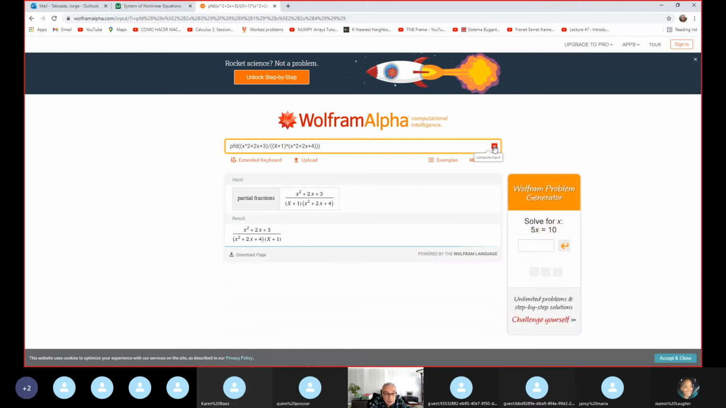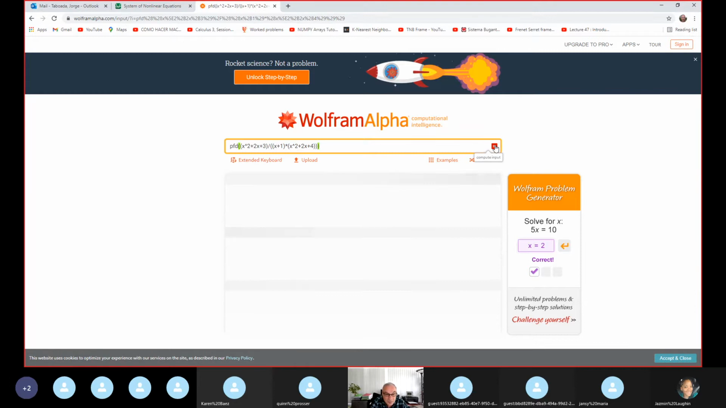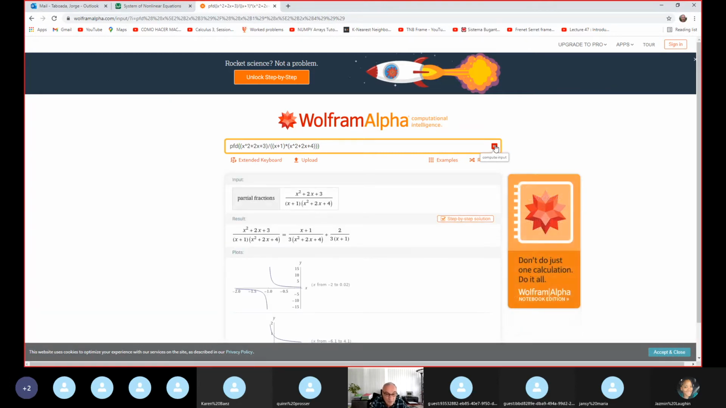I press the button. Ah, look at the mistake. The mistake is, okay, I put one capital X here. Alpha doesn't understand capital X very well. Press enter. Bang! We get exactly the same answer. Remember, A is 2/3, 2 at the top, 3 at the bottom, and B and C is 1/3. So they prefer to put it together in only one. Super. We are the best in Miami-Dade College.